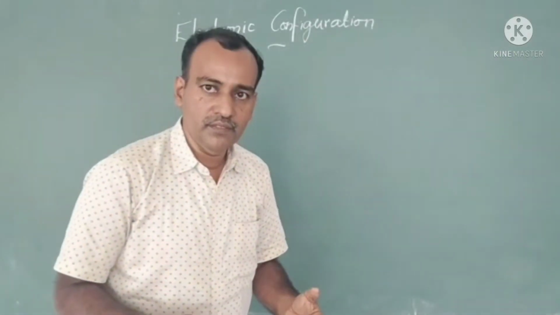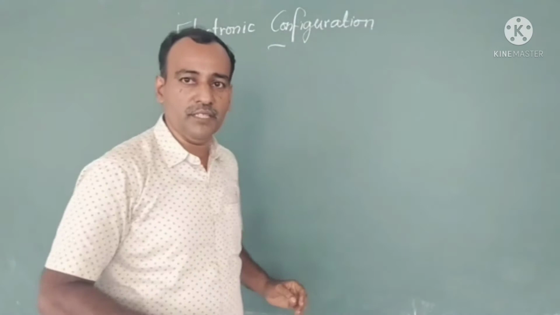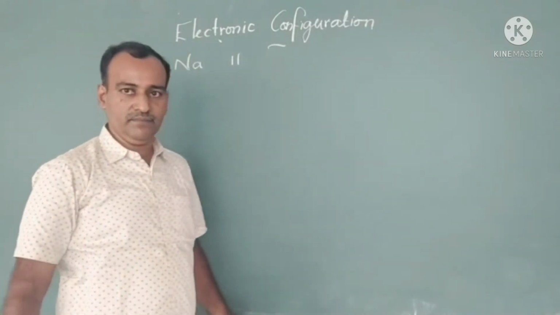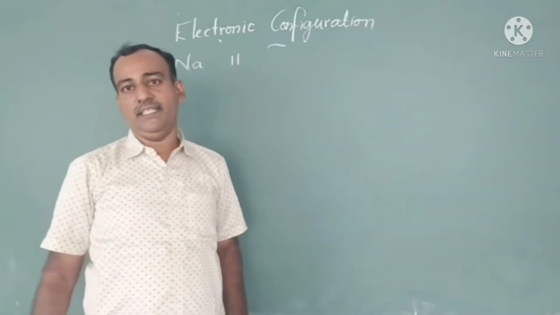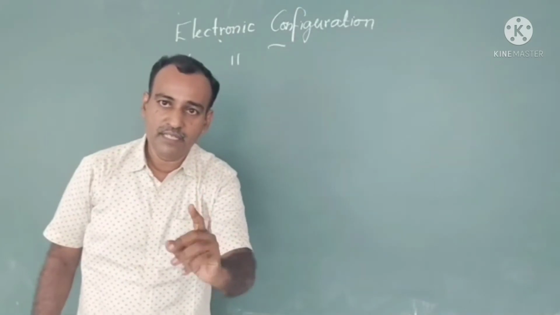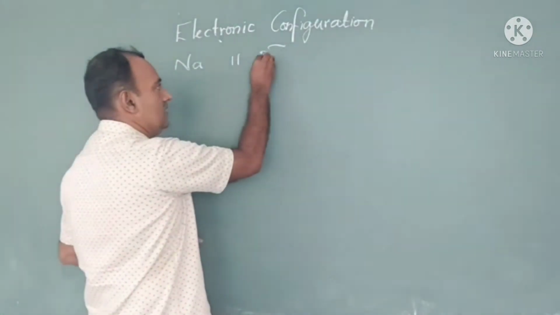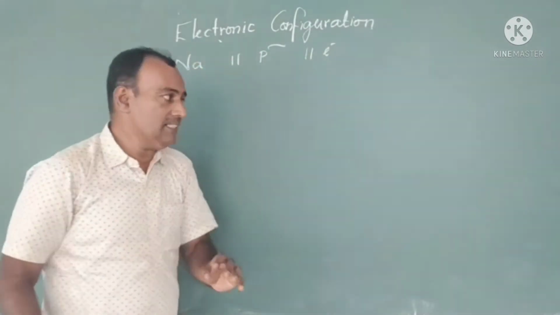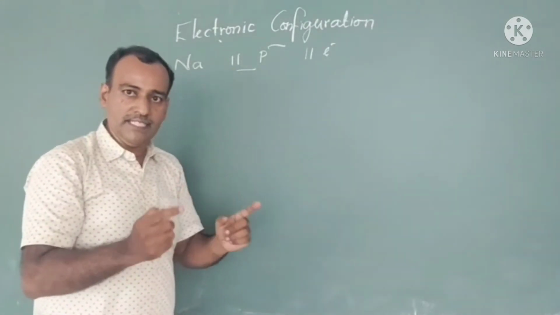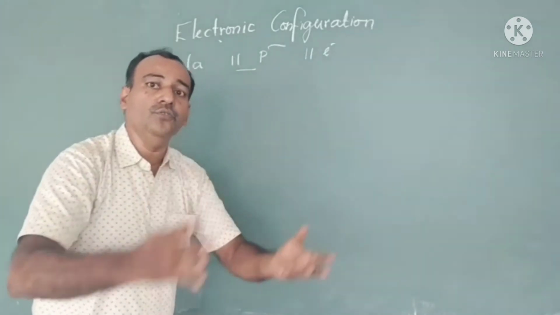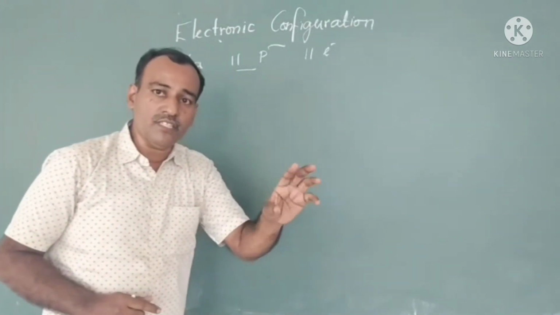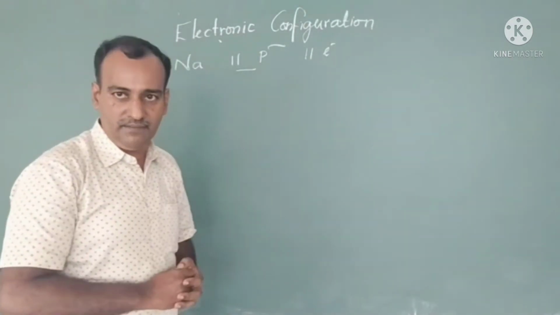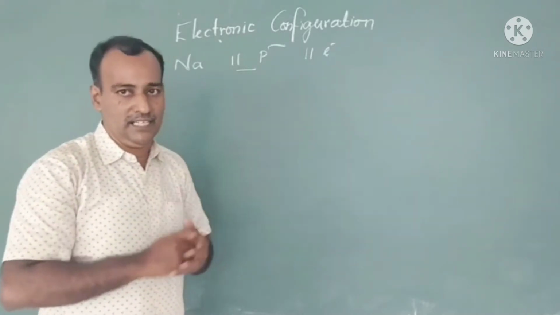For example, you all know sodium. Sodium means, what about the atomic number? Sodium atomic number 11. So atomic number 11 means it consists of 11 protons and 11 electrons. The 11 protons are present inside the nucleus, but these electrons are revolving around the nucleus in different orbits or different shells.